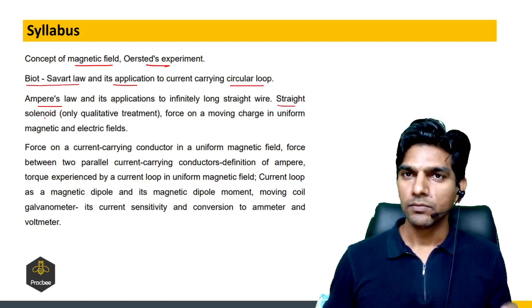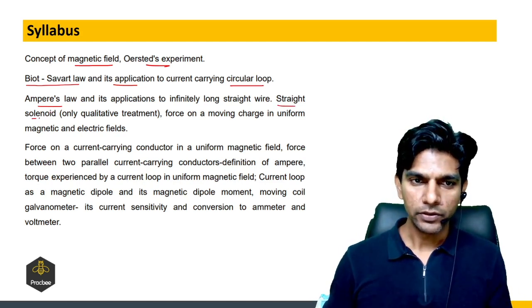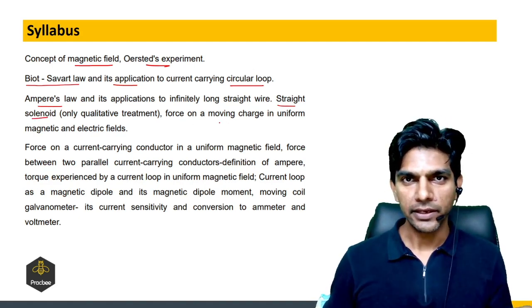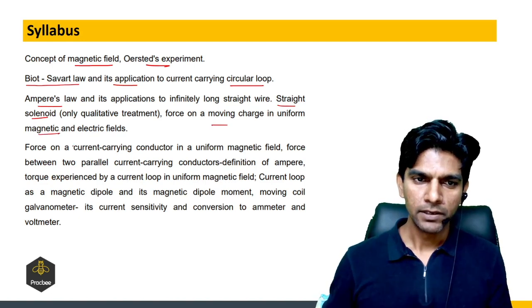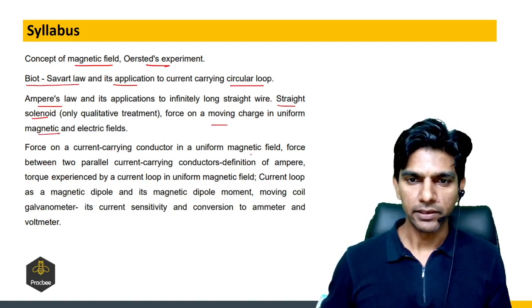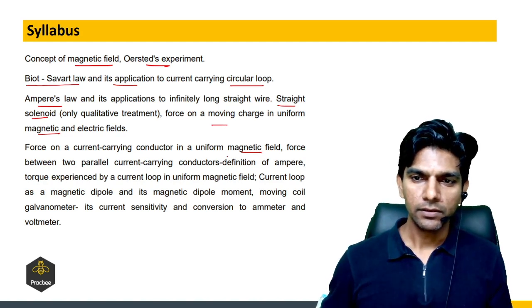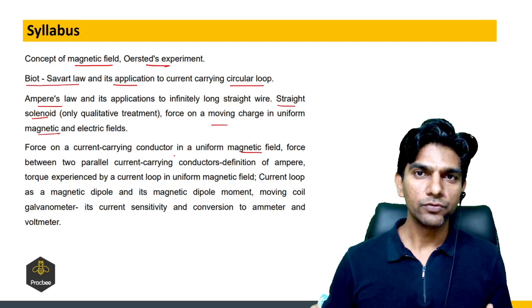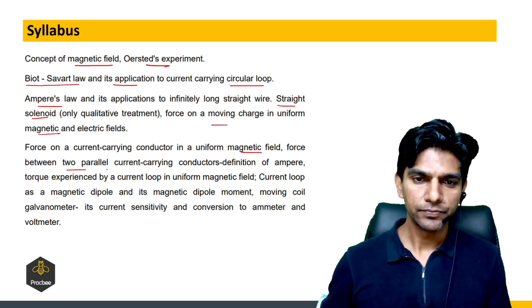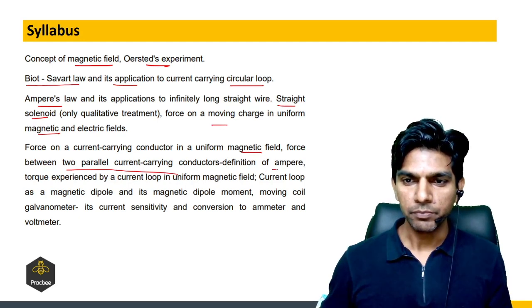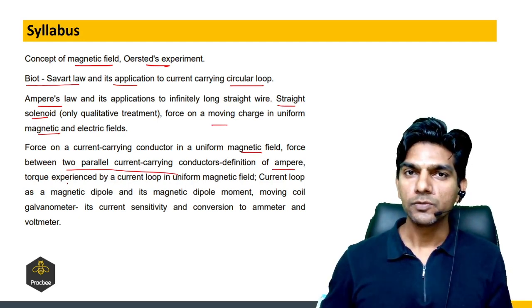Then the qualitative concept of solenoid, and then the force on a moving charged particle in electric field and magnetic field. Then we'll study force on a current carrying conductor placed in uniform magnetic field. Then if we have two current carrying conductors or two current carrying wires, then what is the force of attraction or repulsion between them? Then we'll also see the definition of 1 ampere and then the torque experienced by a current carrying loop placed in uniform magnetic field.